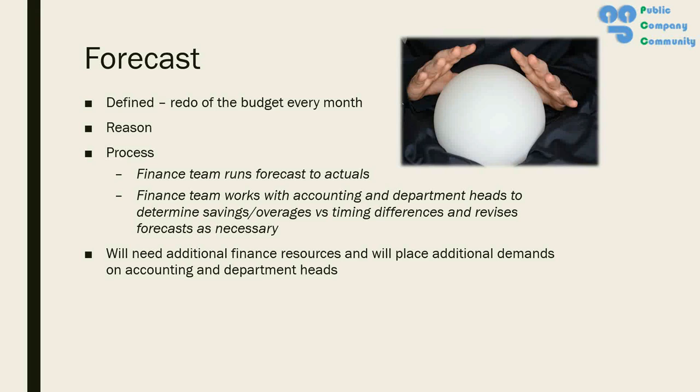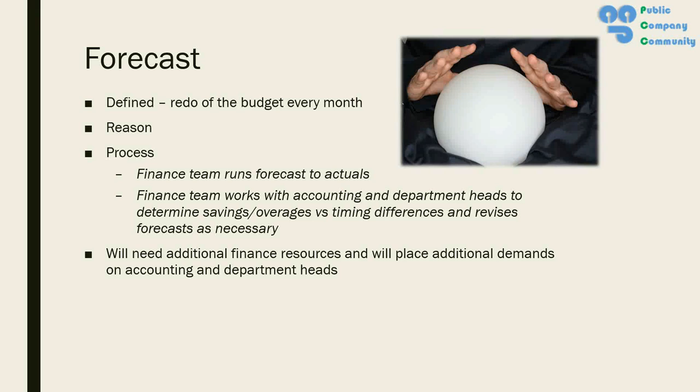So during this process, the individual reaching out to the department heads, when they're going through the budget to actual process, will typically ask a couple additional follow-up questions so they can update the forecast as well. And so it'll be things like, are there any other savings or overages that you know about for the remainder of the year? Open-ended questions like that.